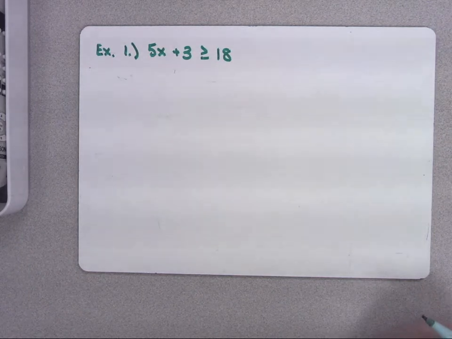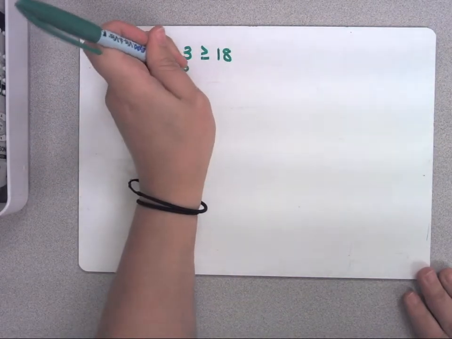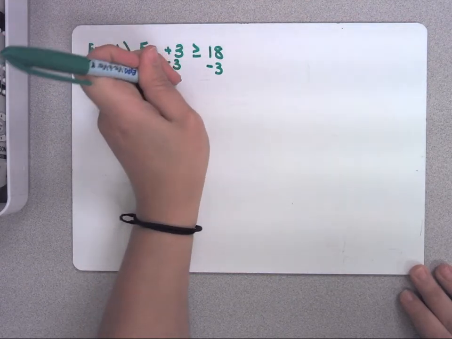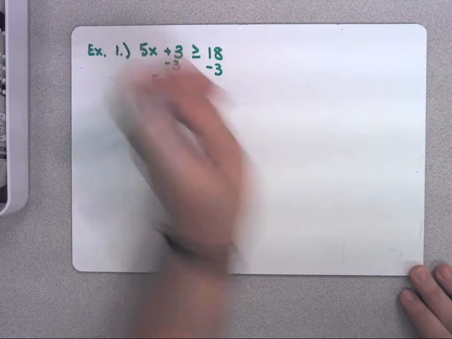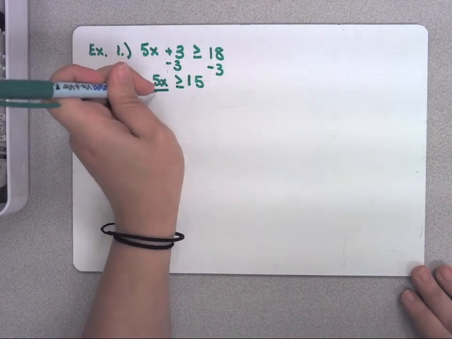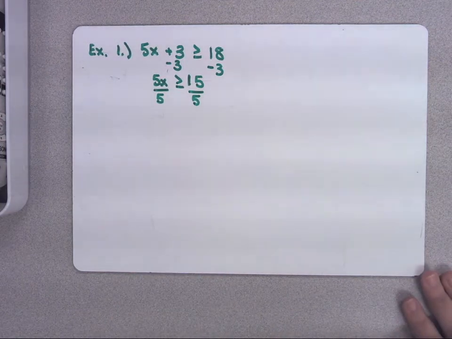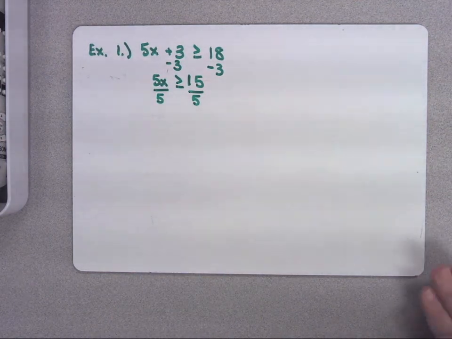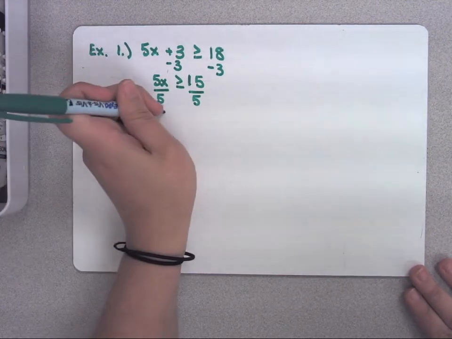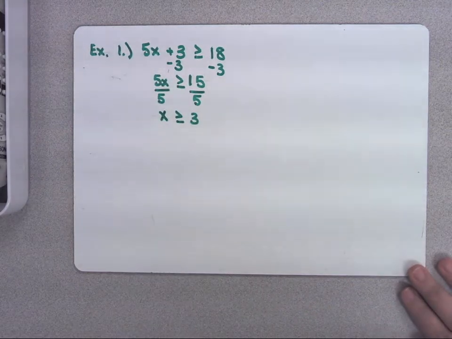So what do we do to get x by itself? Yep. Subtract from both sides of the inequality, then we have 5x is greater than or equal to 15. Then what? Divide by 5 on both sides. We're just solving an equation. It's like solving a regular equation. There's just an inequality there. It just changes how you write your answer. So then we have x is greater than or equal to 3.